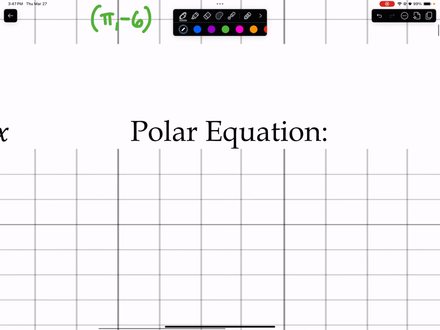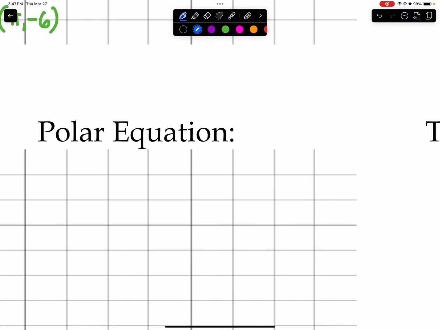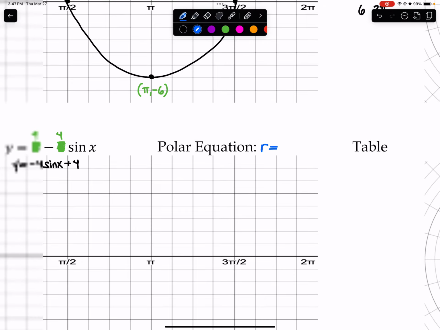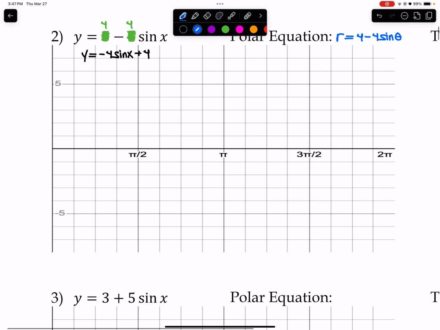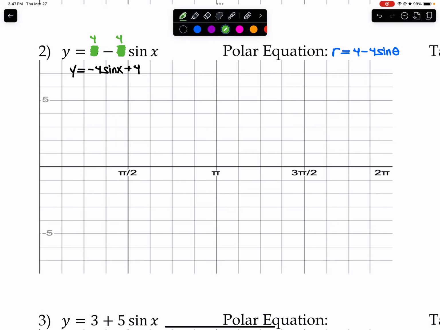So now I'm going to rewrite this equation in terms of polar, which means we're going to have it in terms of r and theta. So we're going to have r equals 4 minus 4 sine of theta. So if you want to, you are more than welcome to actually plot your midline. Whenever the midline is not 0, I personally like graphing my midline, but it's totally your call.